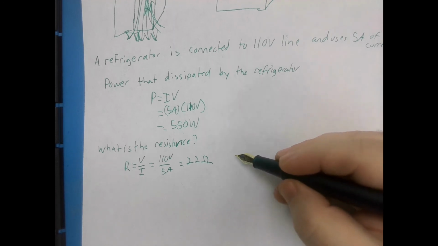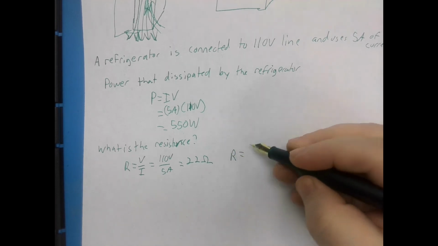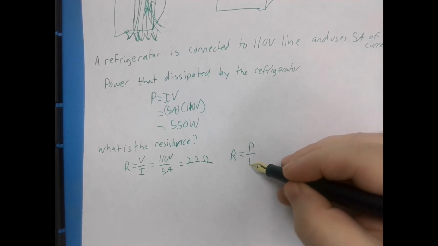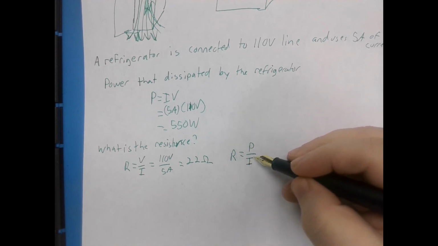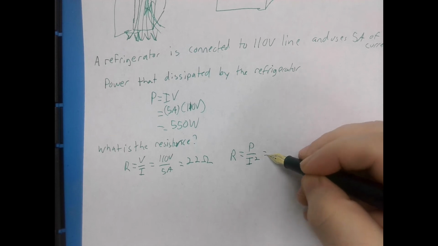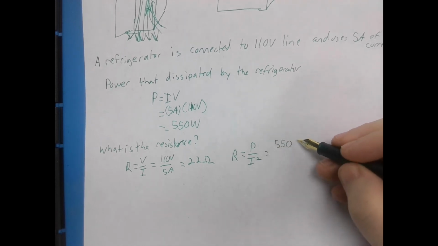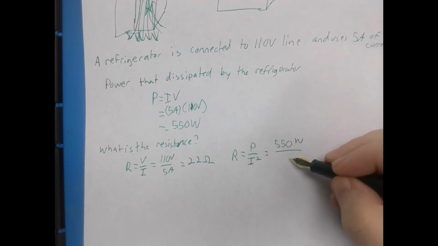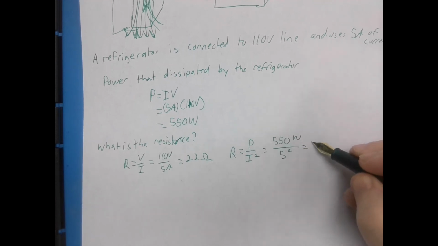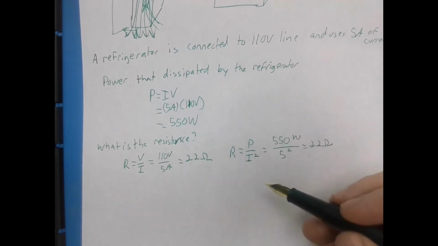Or we could do that resistance is equal to power over current squared. So 5 squared. That's also 22 ohms.